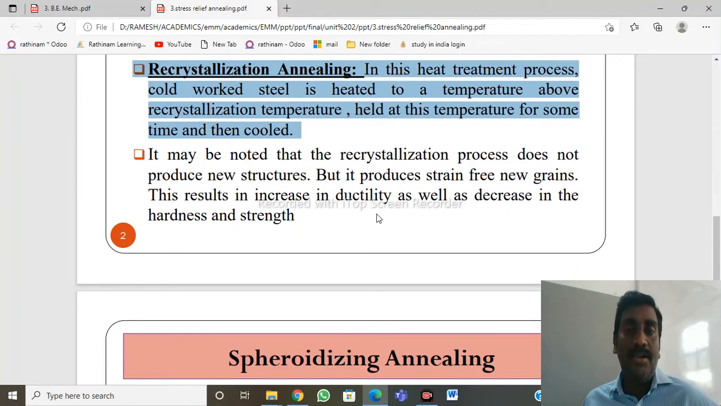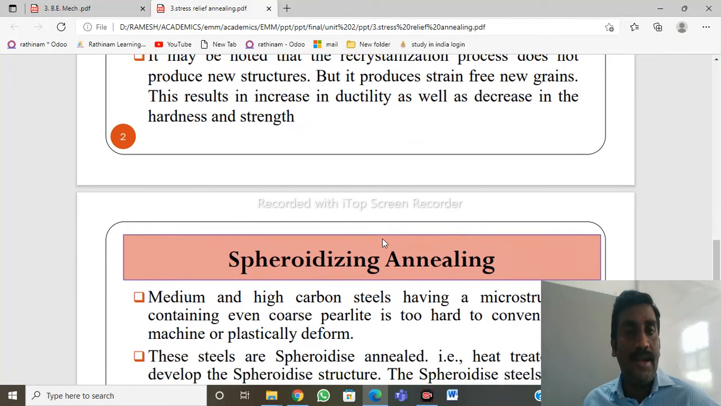It may be noted that the recrystallization process does not produce new structures, but it produces strain-free new grains. Since it produces only new grains, we cannot take it that new structures are formed. It is not like that. Only new grains are formed. This results in an increase in ductility as well as a decrease in hardness and strength.